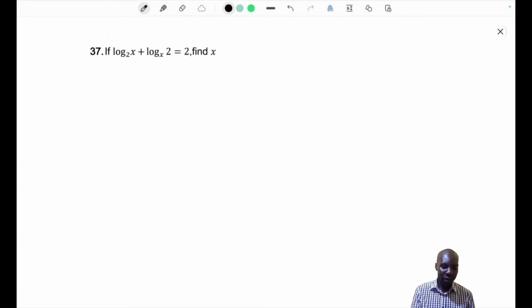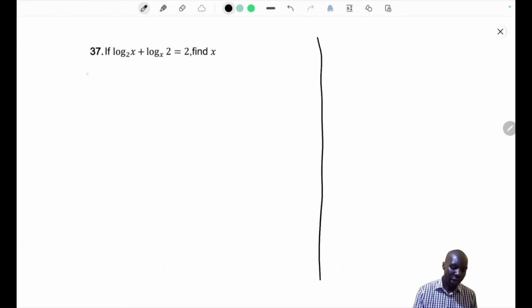Number 37. If log of x to base 2 plus log of 2 to base x is equal to 2, find x. So we are given log of x to base 2 plus log of 2 to base x equals 2. This is a little bit complicated, but there's a way out.